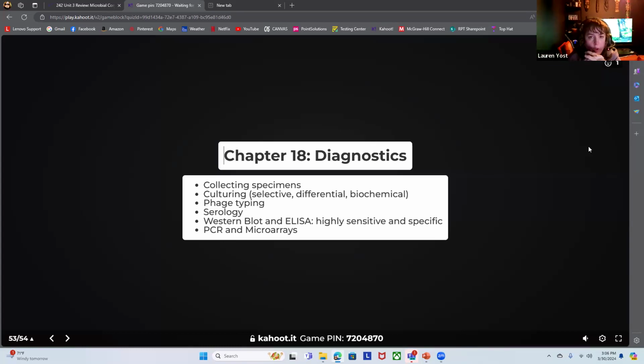But that is what we call FISH, fluorescent in situ hybridization. All right, thanks. Glad to help.